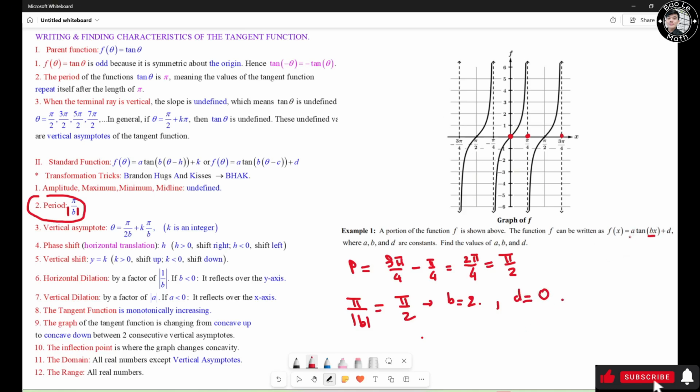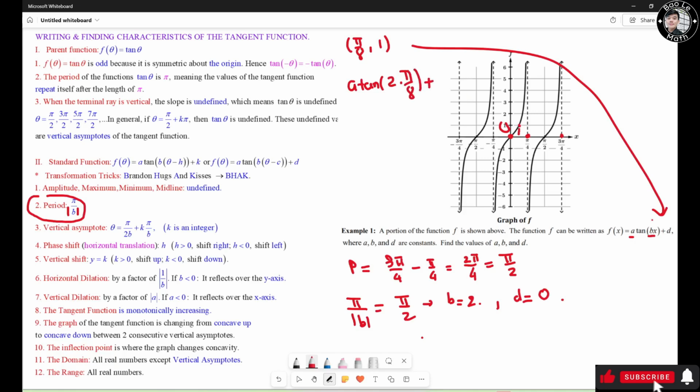Now, in order to solve for a, we pick a point and plug it into this equation. So we pick this point right here, it's pi over 8 and 1. So the point is pi over 8, 1. We plug into this equation: a times tangent of b, which we got is 2, times s equals pi over 8, plus d equals 0, and this equals 1.